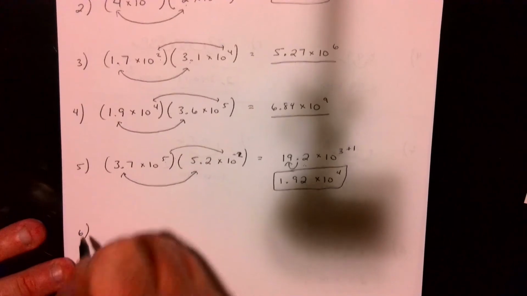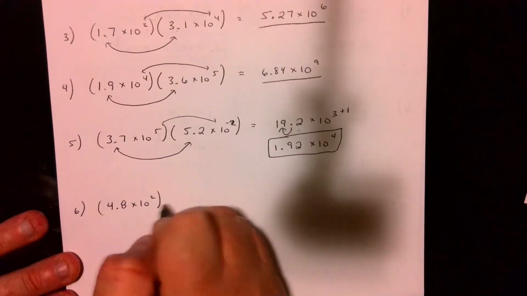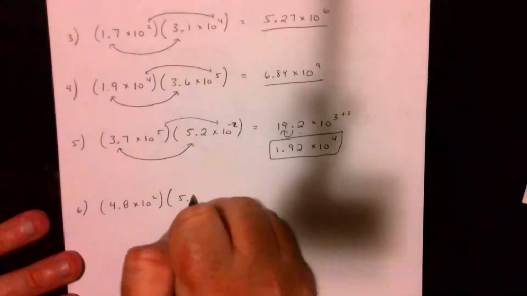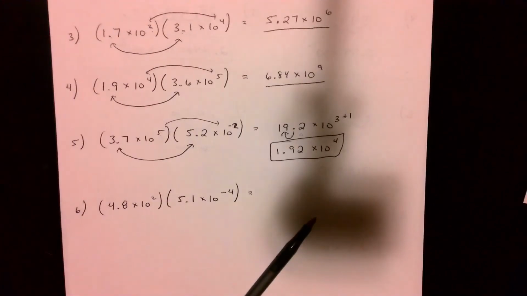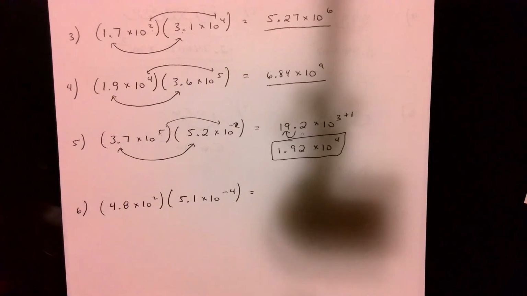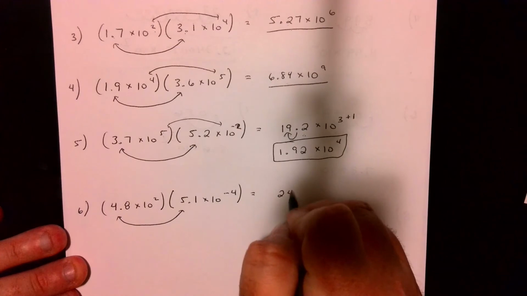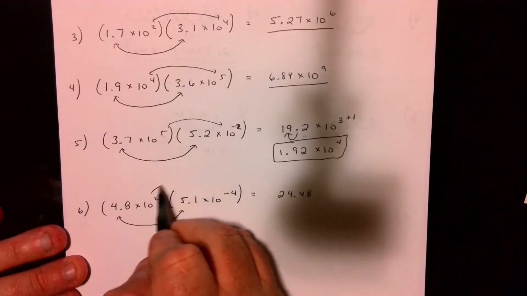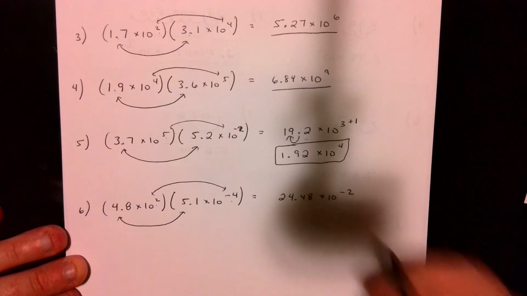So you guys, look at this one. If I have 4.8 times 10 to the 2nd, and I want to times that by 5.1 times 10 to the -4th. Try that one. Okay, so in your calculator, if you times these two numbers together, you should get 24.48. And then when we add our exponents together, 2 plus a -4 turns out to be a -2.